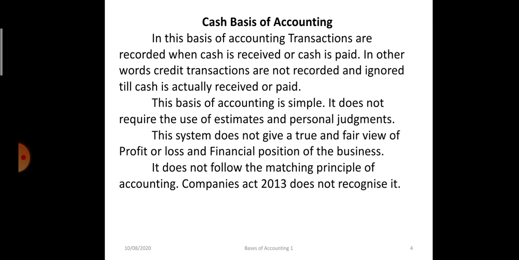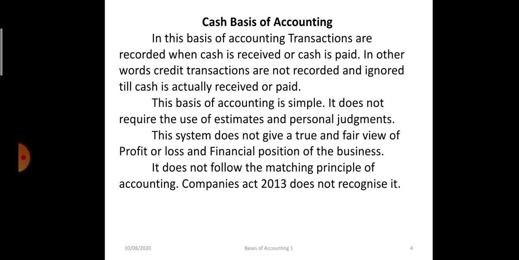And since it is recording only on the cash basis, it is not able to follow the matching concept of accounting. We have discussed in the previous chapter that all the expenses are matched and recorded in the same year in which the revenue is recognized. But here in cash basis, the matching principle cannot be followed, and because of that also the correct profit and loss is not able to be calculated.